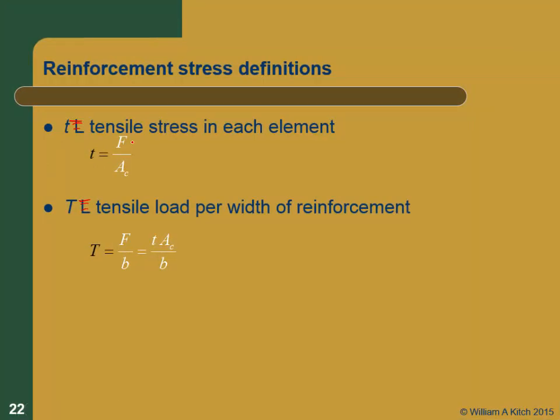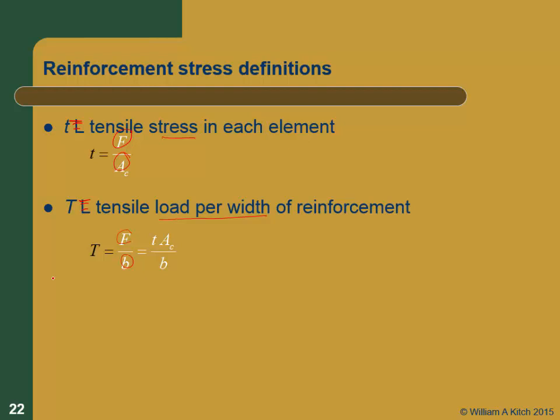So little t is the total load divided by the area, right? That's the tensile stress. This is a stress, and I don't like this nomenclature, but it is the nomenclature that your design manual uses. I mean, they use letters for both stress and forces. And T is the tensile load per width of the element. So this is the force divided by the area. This is the force divided by B, which is the width of the element.